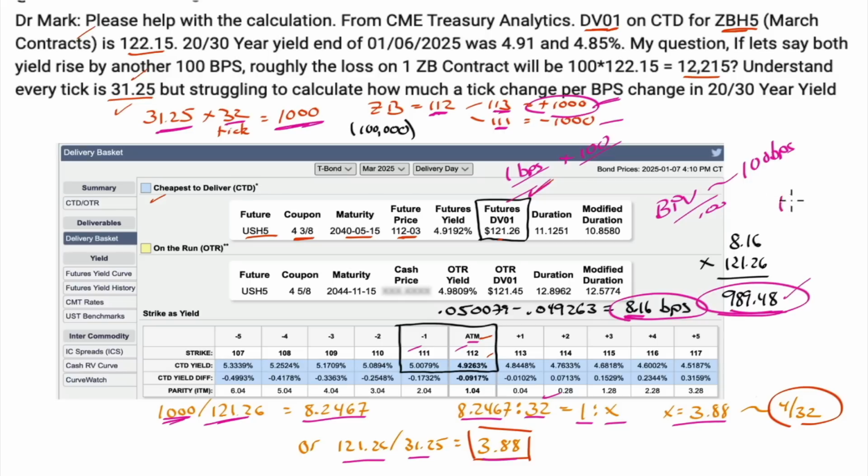So you'll go from 112, let's say it's at 432, and the cheapest to deliver changes by a basis point. This will drop to 0 over 32 if you increase by 1, right? Yields up, price down. This would drop to 0 over 32. If you increase another basis point, you'd be 111 and 28 over 32.